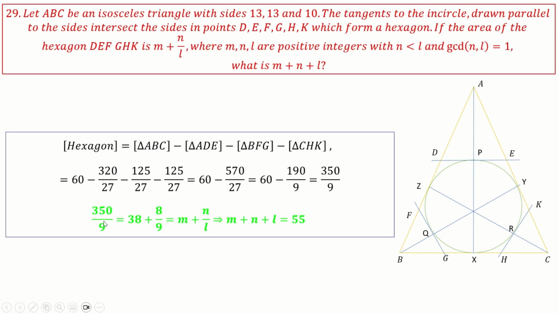Okay, so 350 by 9, I can write it as 38 plus 8 by 9, which is m plus n by l. So my m plus n plus l is nothing but 55. This is the answer. I think this is relatively easy compared to other questions here, but still definitely hard. You need to get that idea of deriving altitudes and then the similar triangles concept, and lots of things are there. And you should not go wrong in the calculation, right? So yeah, this is the one.